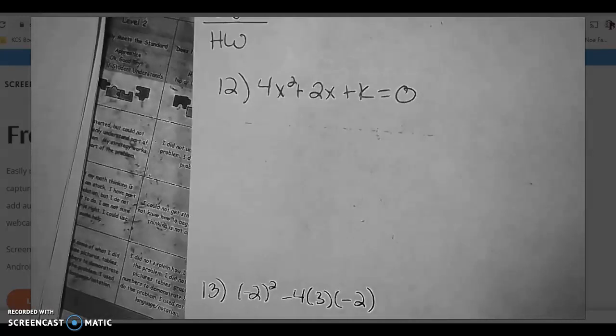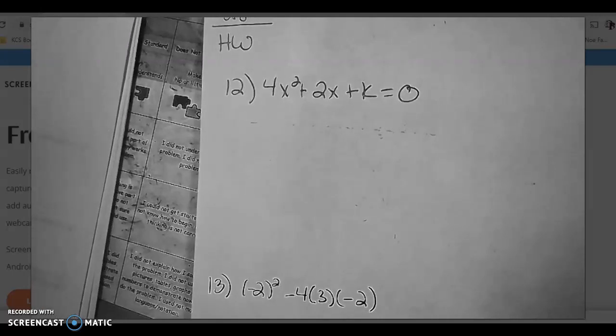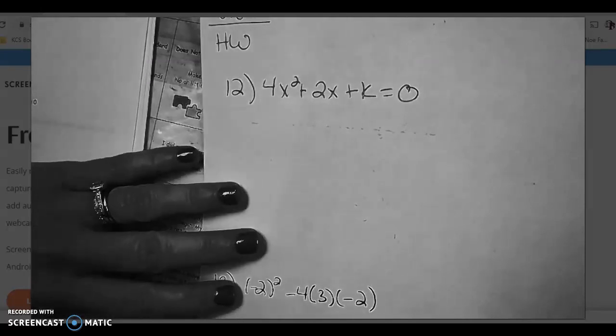said, find the value of k so that there are two complex imaginary solutions.